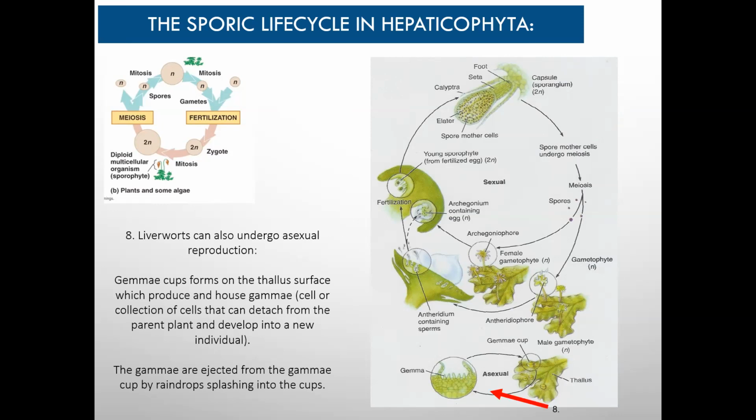And again, liverworts can also reproduce asexually using gemicups, which form on the thallus surface through mitosis and are haploid. Each cup houses gemmae, which is a cell or collection of cells that can detach when water splashes them out of the gemicups, and the gemmae are ejected into the environment. The gemmae will grow into a new thallus under suitable conditions.